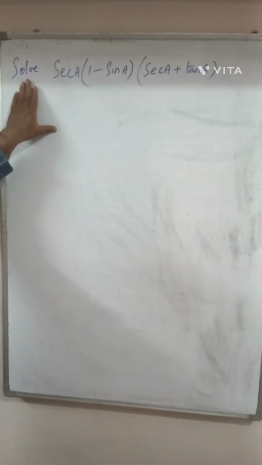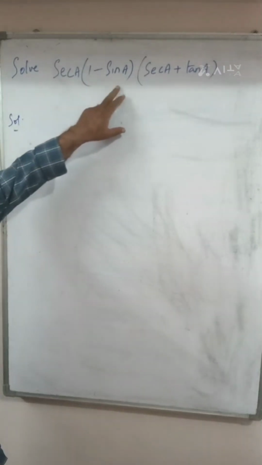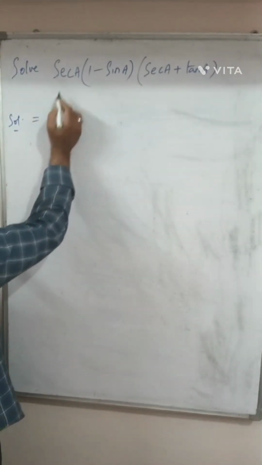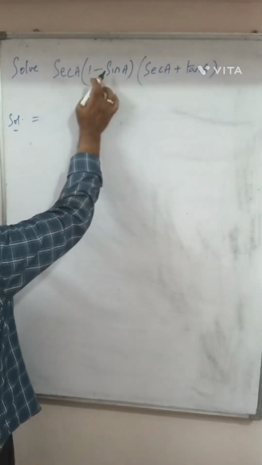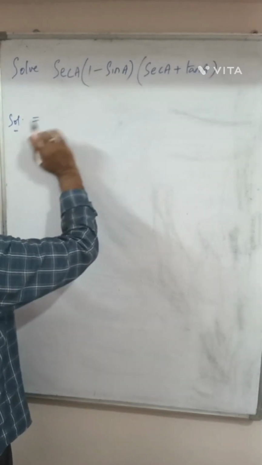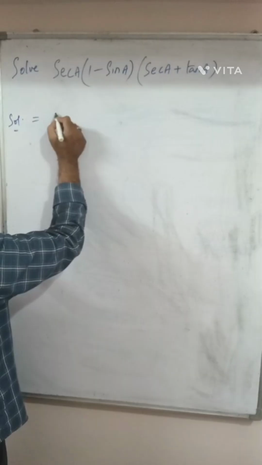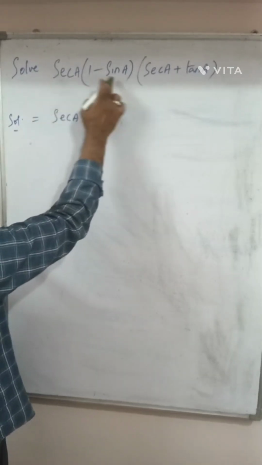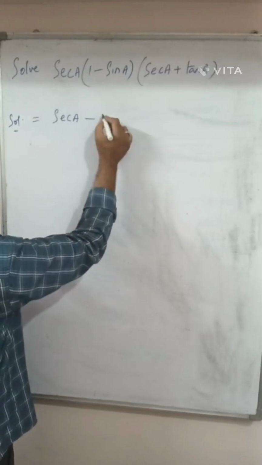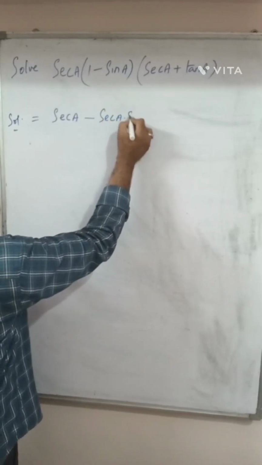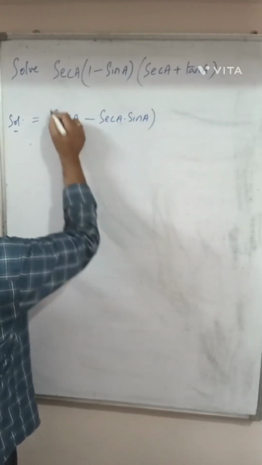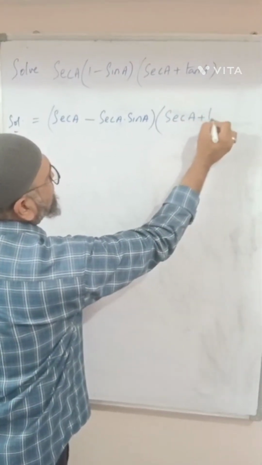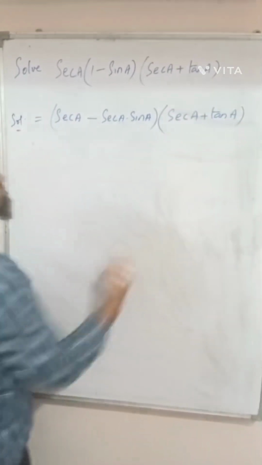Okay, the next example is: solve secant A into (1 minus sin A) into (secant A plus tan A). How will we solve this? Secant A I will multiply with both terms. Secant A into 1 is secant A, and plus into minus is minus, secant A into sin A. This I will keep as it is: secant A plus tan A.